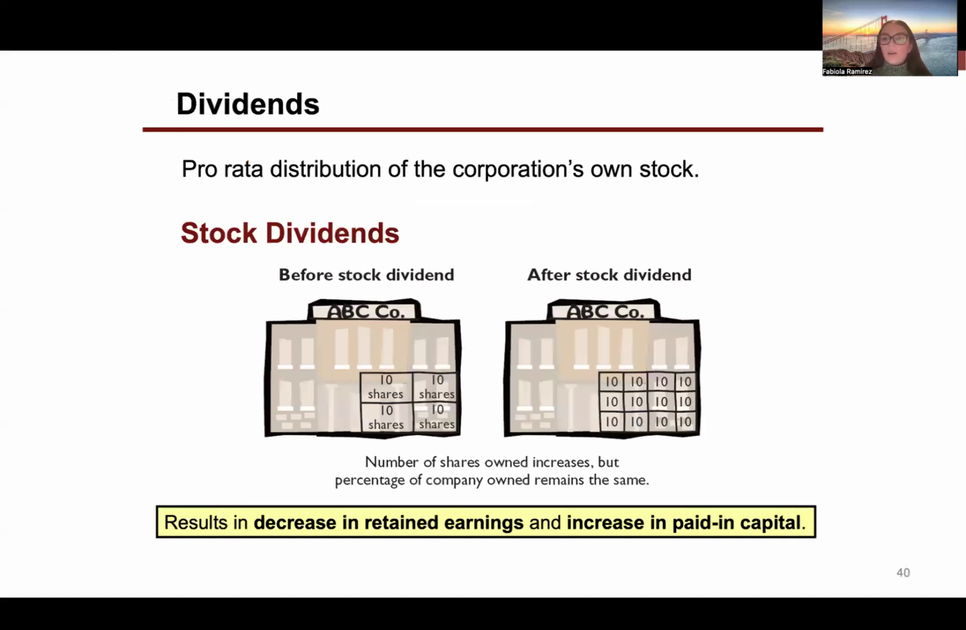There is something called stock dividends, and this is a pro rata distribution of the corporation's own stock. So the number of shares owned increases, but the percentage of the company owned remains the same. This results in a decrease in retained earnings and an increase to paid-in capital.